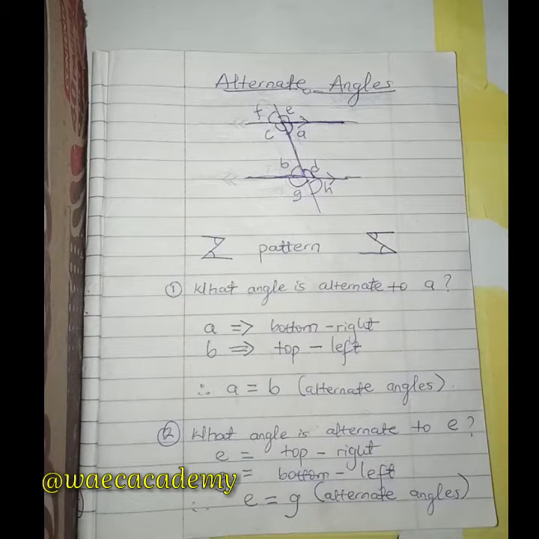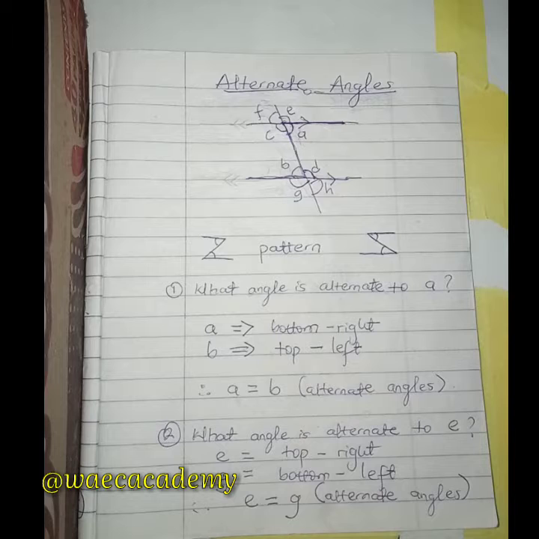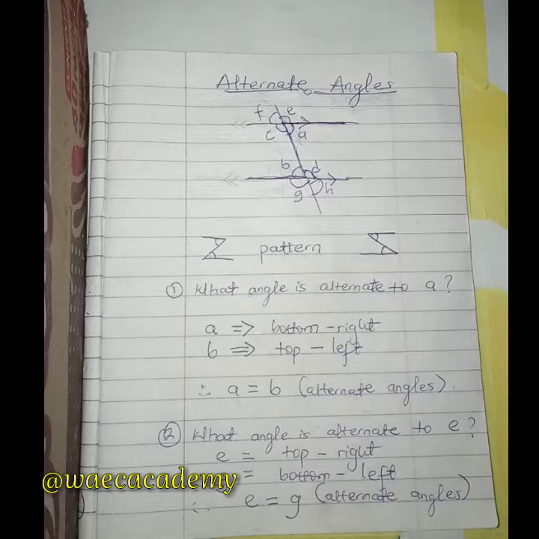But the rule for identifying alternate angles is slightly different. It's not that way. So for this one, you just need to switch the position for alternate angles. You need to switch the position. Once you switch the position, you'll be able to get the angle that is alternate to the angle you are looking at. So it's very easy. So just try to concentrate. Now, that's the original rule.